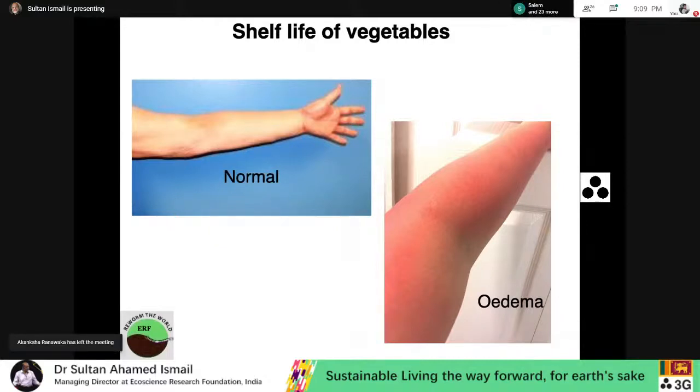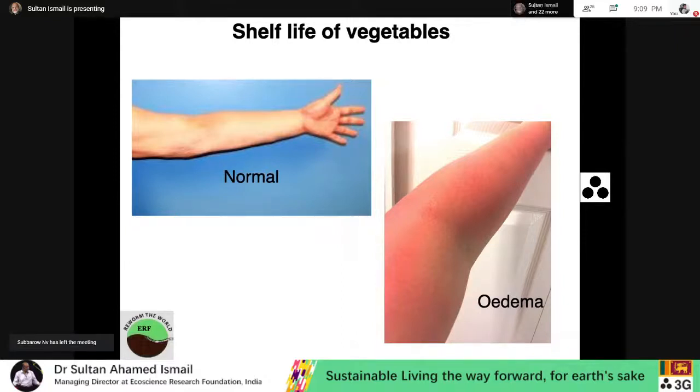Supposing my left hand has edema and my right hand is normal. My left hand will look beautiful. The hand with the edema looks beautiful because it is solid like a potato and red like a tomato. Now, why does it become like that? It becomes like that because salt goes and stays over there. And when salt stays, water comes to the same area.